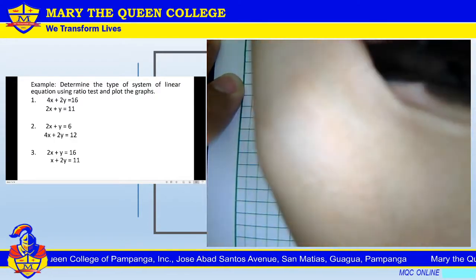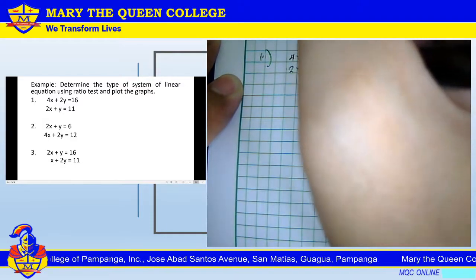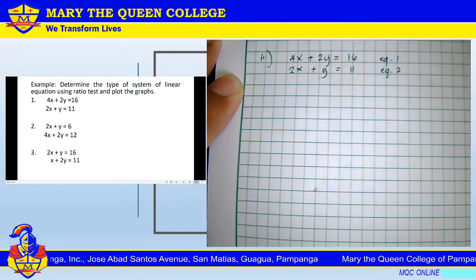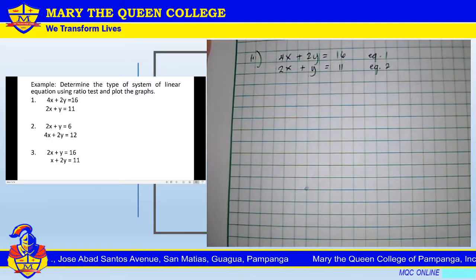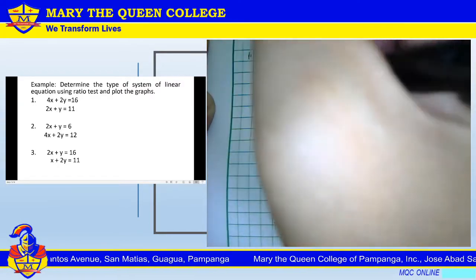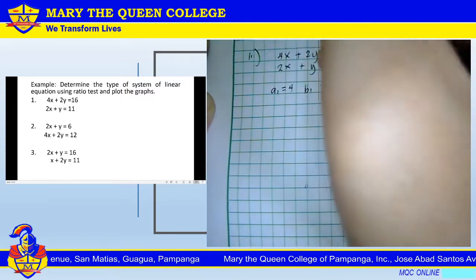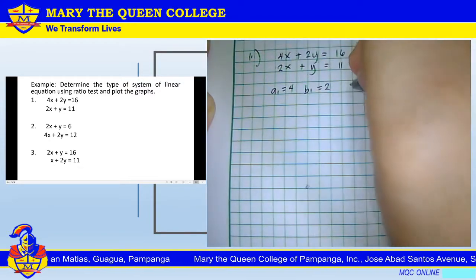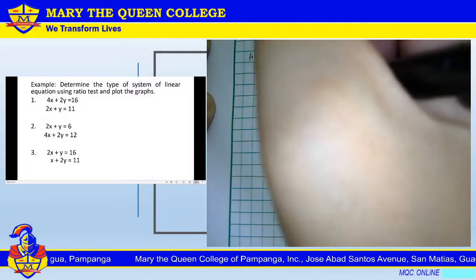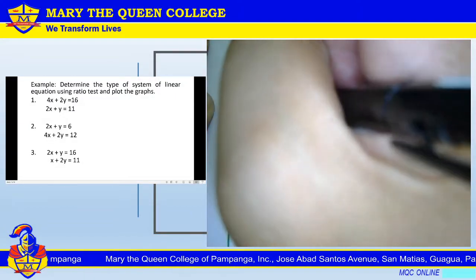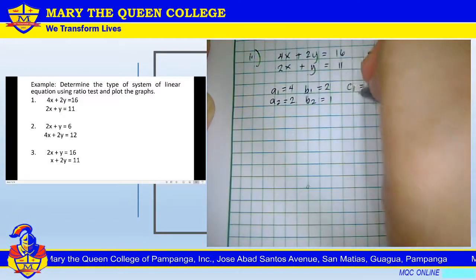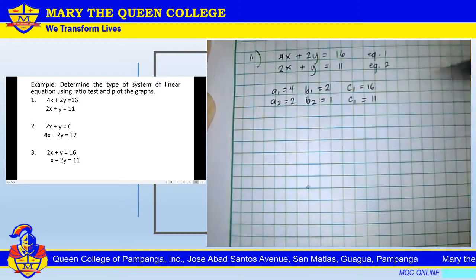Then we have 2x plus y is equal to 11. So this is our equation 2. So using the ratio test given, we can now determine a sub 1 is equal to 4, b sub 1 is equal to 2, and c sub 1 is equal to 16. And for our second equation, a sub 2 is equal to 2, b sub 2 is equal to 1, then c sub 2 is equal to 11.